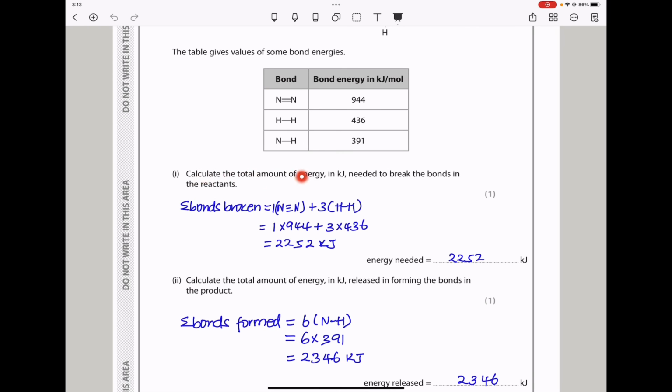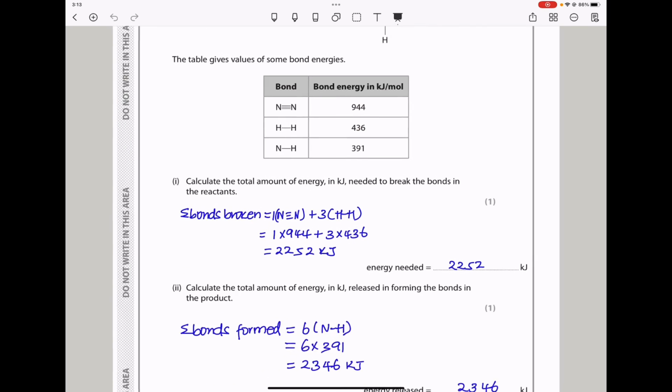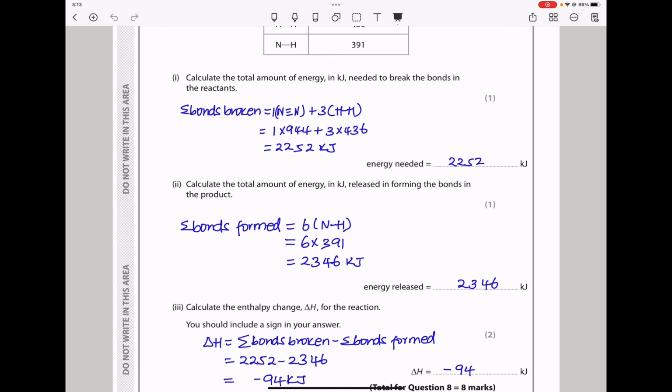They say calculate the total amount of energy in kilojoules needed to break the bonds in the reactants. From the reactant side, we have 1 nitrogen-nitrogen triple bond corresponding to that, and 3 hydrogen-hydrogen bonds corresponding to that same 3, which is what I put here, and adding it up, I got 2252 kilojoules, which is going to be my answer here.